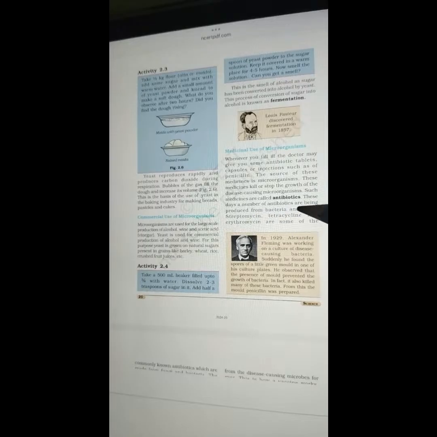These days, a number of antibiotics are being produced from bacteria and fungi. Streptomycin, tetracycline, and erythromycin are some of them.